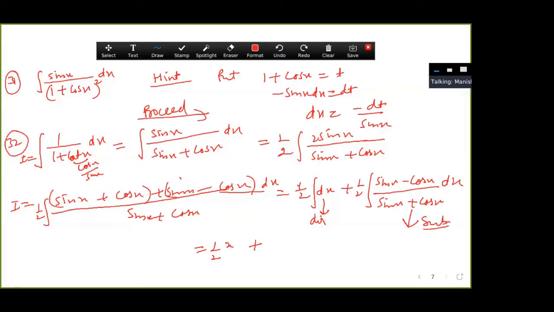Now in the second part, what do you have to do? Integrate the question by using substitution. In this question you have to take, let sin x plus cos x be equal to t, and this becomes (cos x minus sin x) dx.